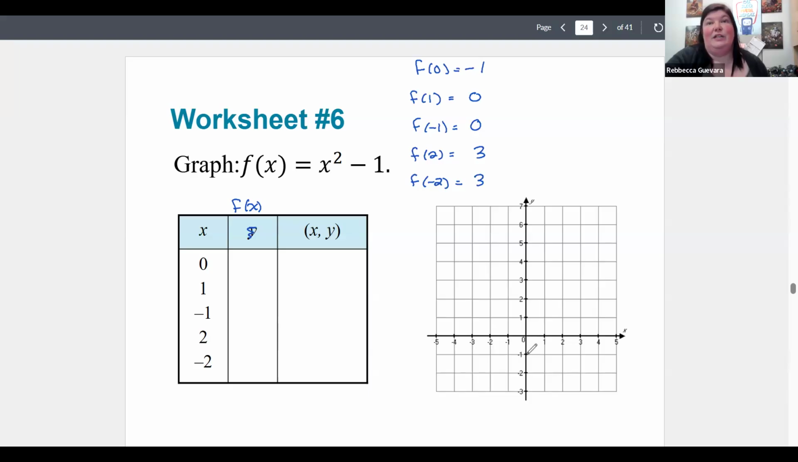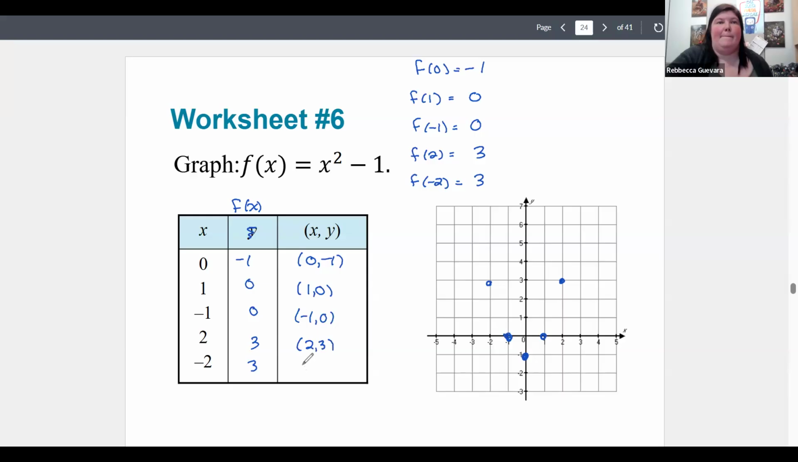So at 0, we get -1. At 1, we're at 0. At -1, we're at 0. At 2, we're at 3. And at -2, we're at 3. Oops, forgot to write this part. And there we go. So that is going to be the graph here.